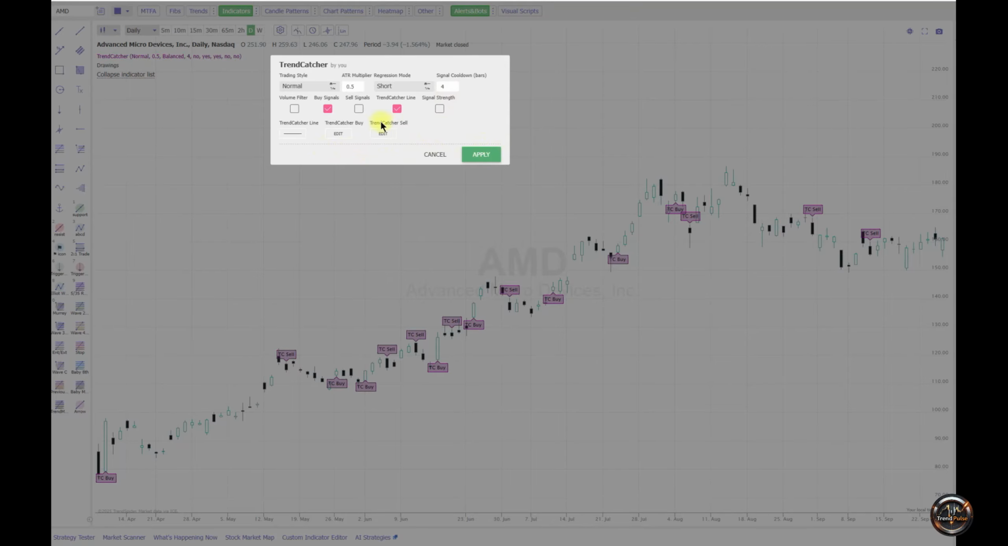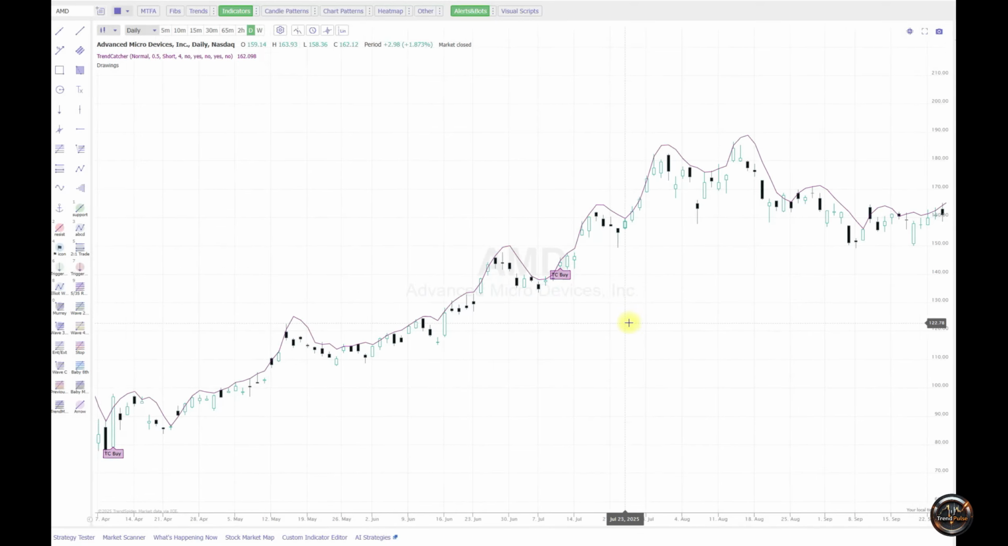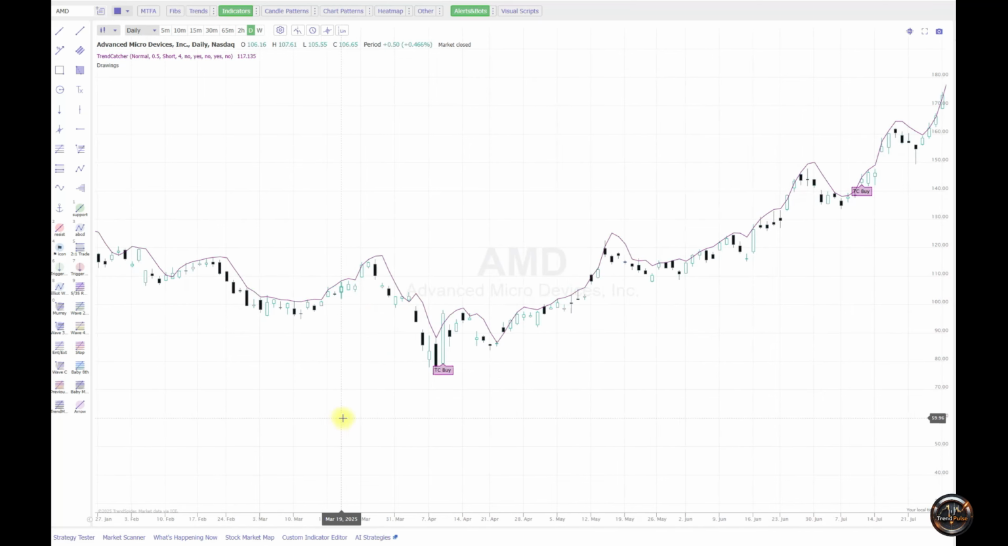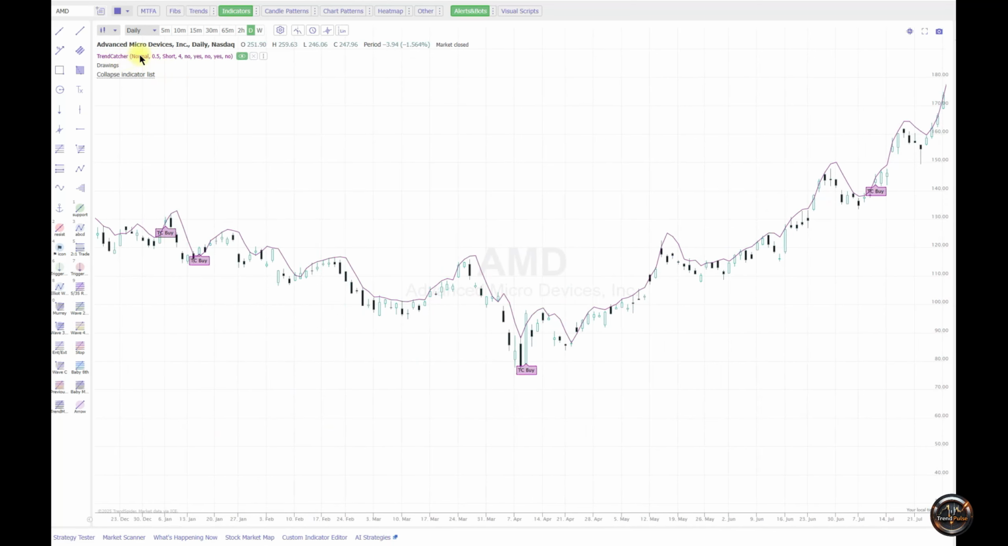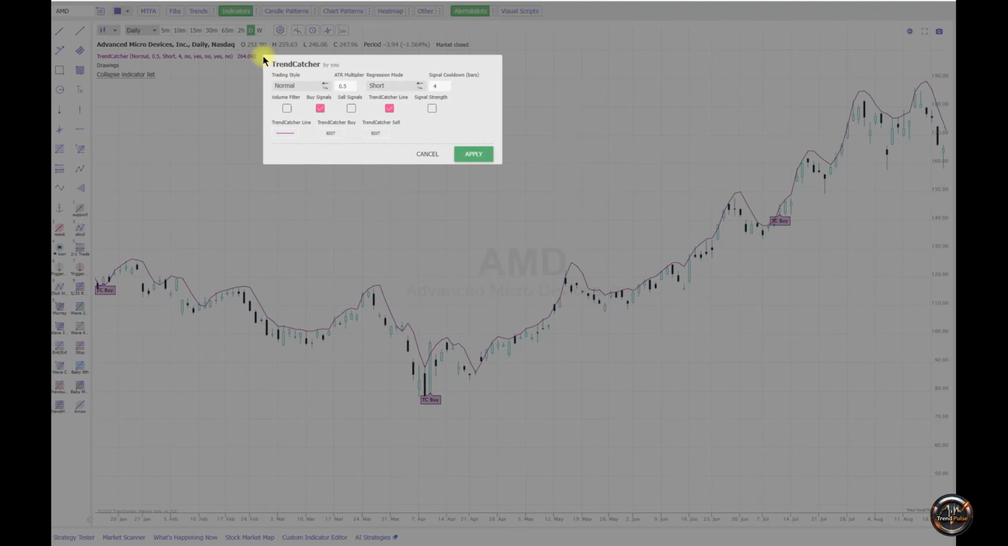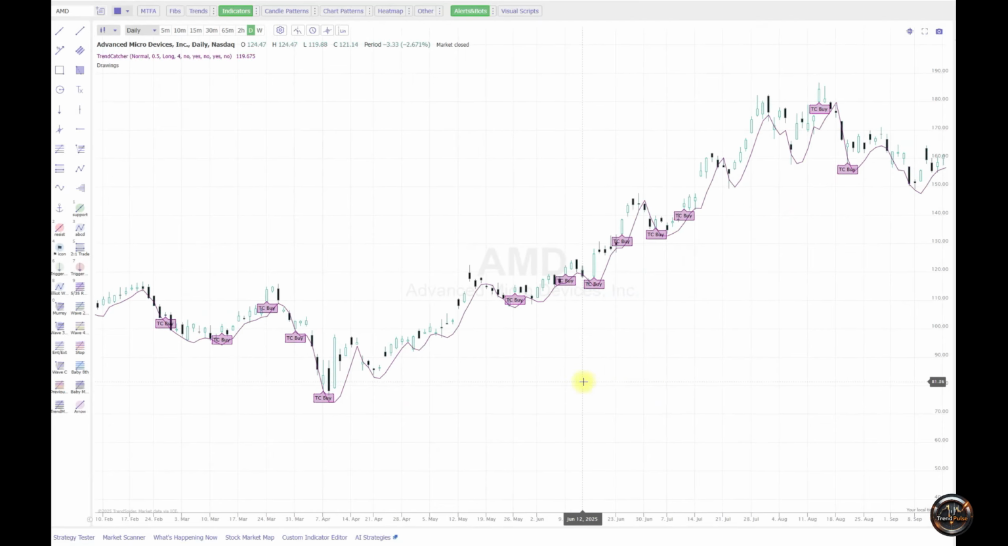So let's go ahead and just select the buy signals and the TrendCatcher line. And here we go. So as you can see, we're under normal, 0.5, and short. Let me change that to long. And there you see we have a lot more long positions.